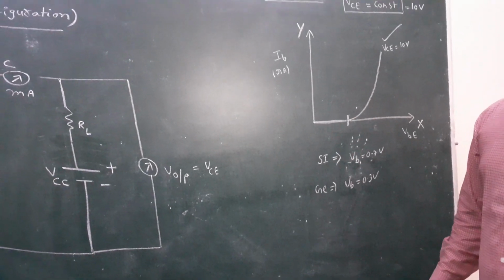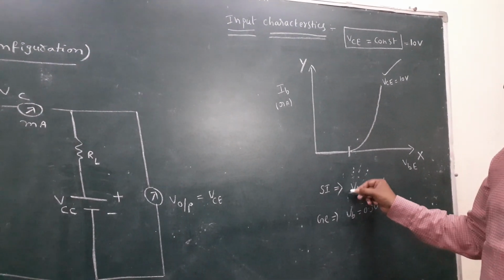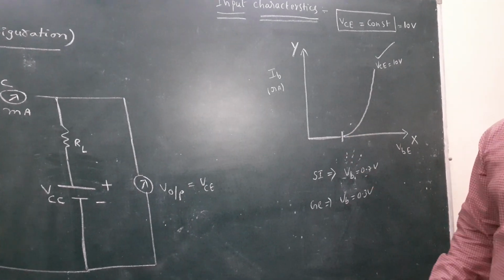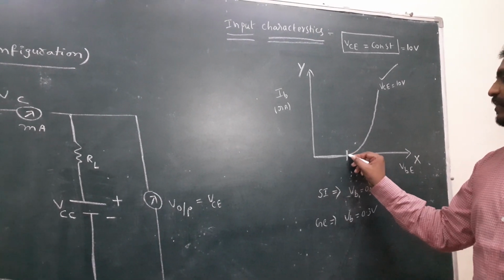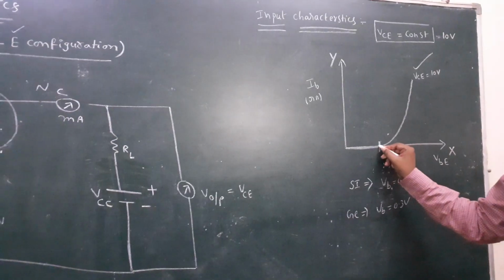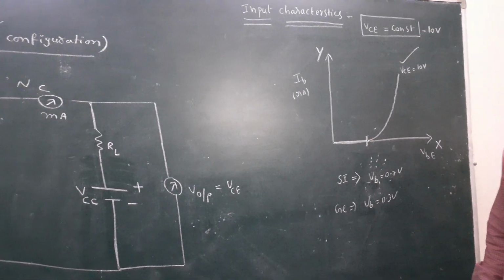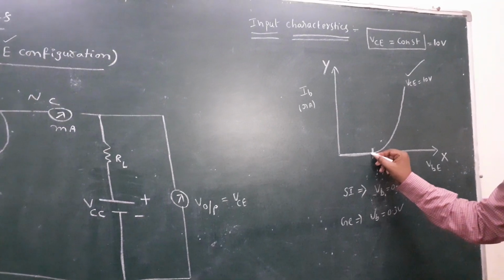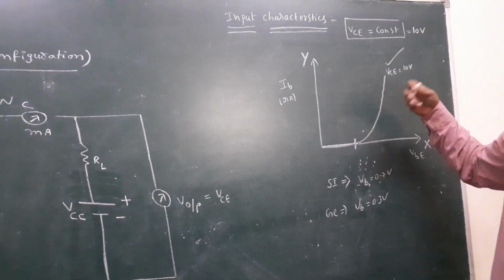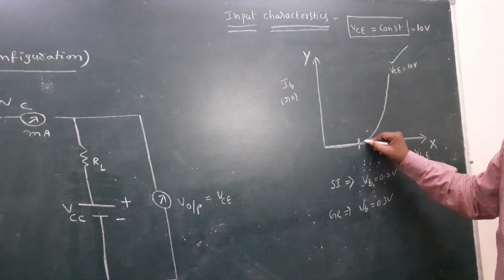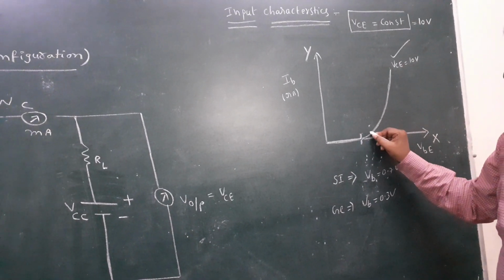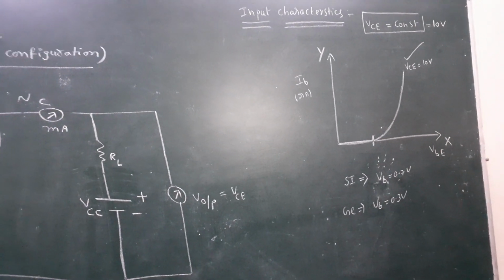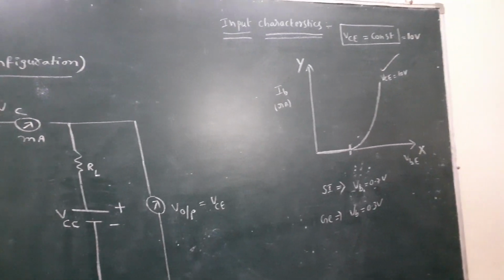Current does not increase because the potential barrier is present. The potential barrier opposes the flow of charge up to, for example, in silicon, 0.7 volts. Current flow is 0. After 0.7 volts, as voltage increases, current also increases.